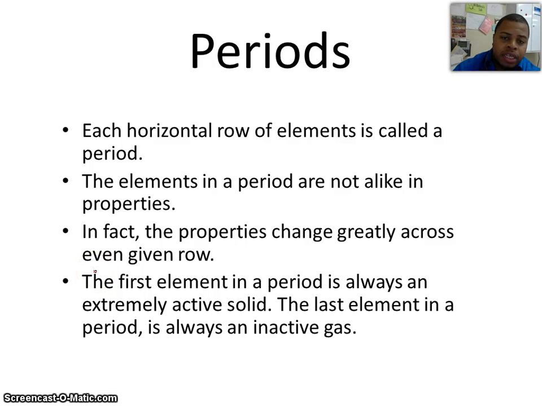Now, the periods are the horizontal rows again, and they're not alike in properties. The first element is always an active solid, and the last one is always an inactive gas, because we start with the alkali metals and we move all the way over to the noble gases, which you may have some experience with.